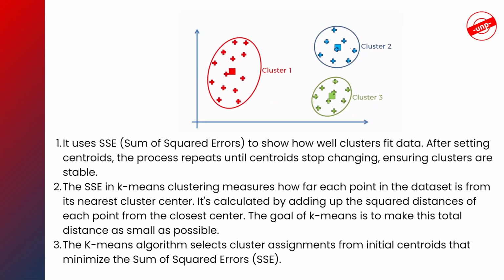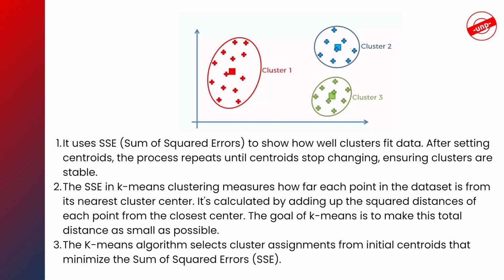In K-means clustering, we use SSE, sum of squared errors, to assess how well the cluster fits the data. Here is how it works. We start by placing centroids, which are cluster centers, randomly among the data points. The algorithm repeats until the centroids stop moving significantly. This ensures that the clusters become stable.